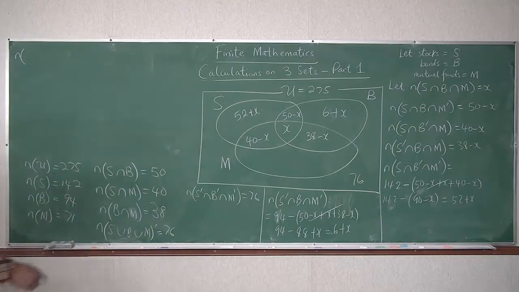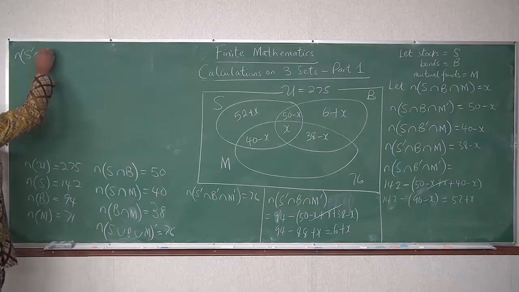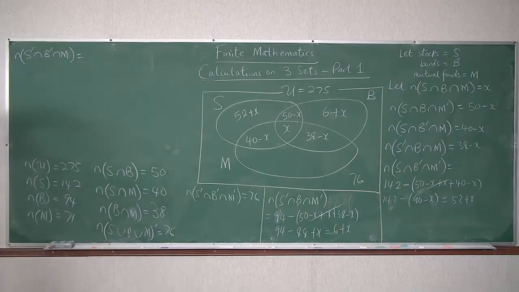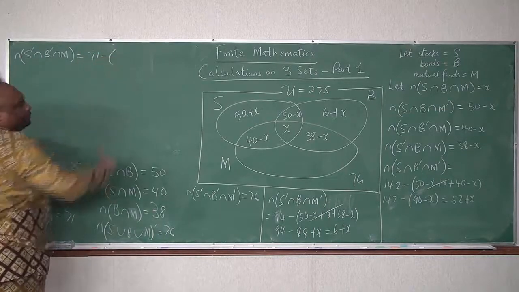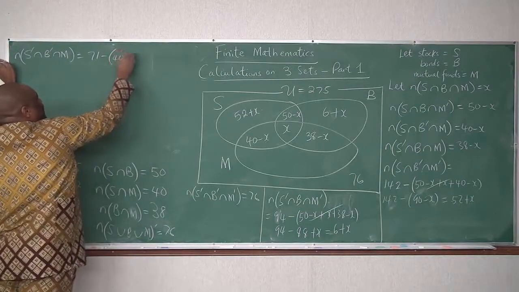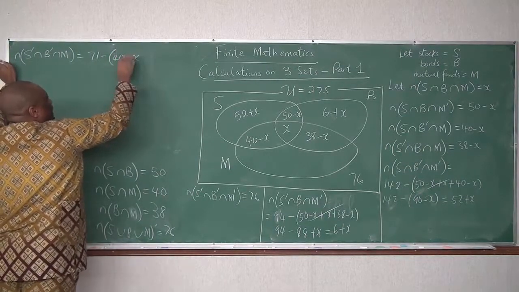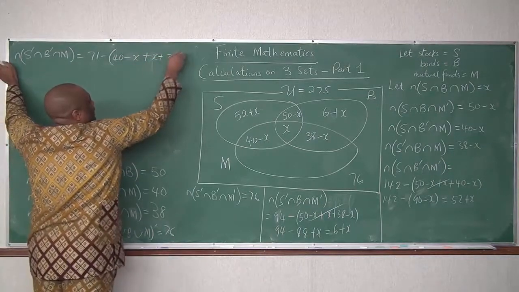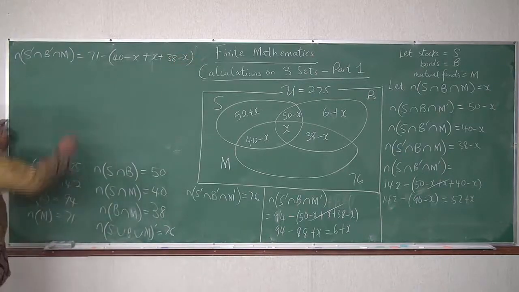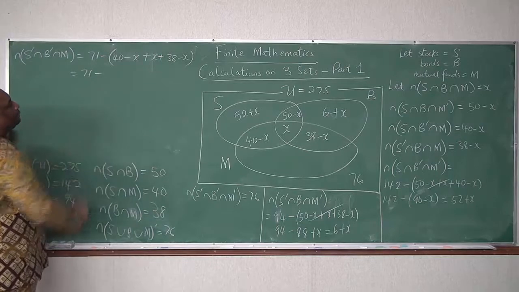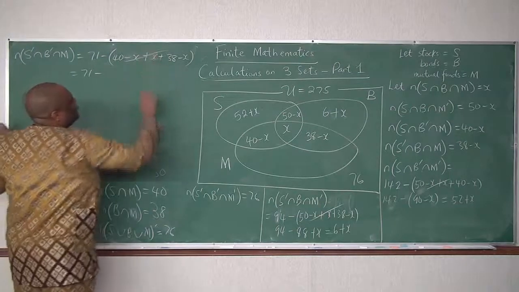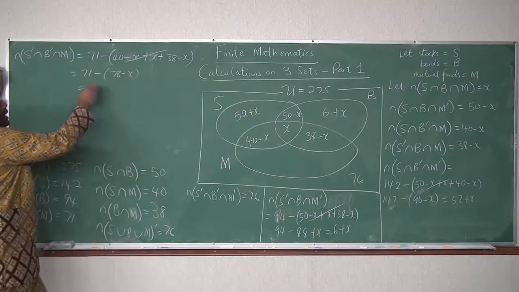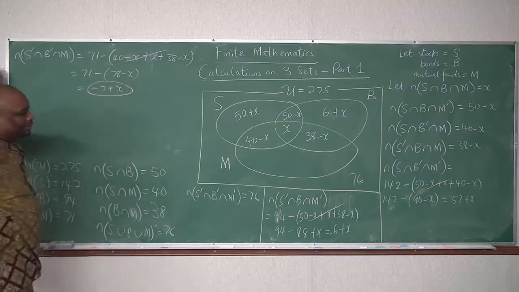Alright, mutual funds is 71. Mutual funds only is S prime intersect B prime intersect M. That would be 71 minus the sum of 40 minus X plus X plus 38 minus X. Minus X plus X is gone. Now this is 78 minus X, so this is minus 7 plus X.